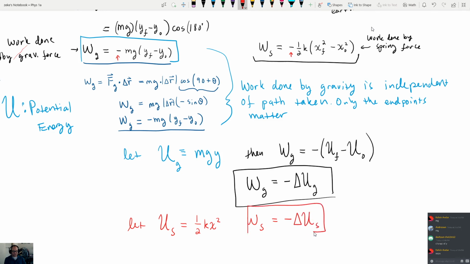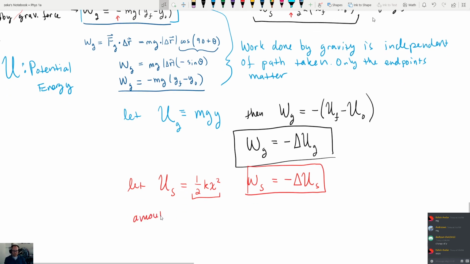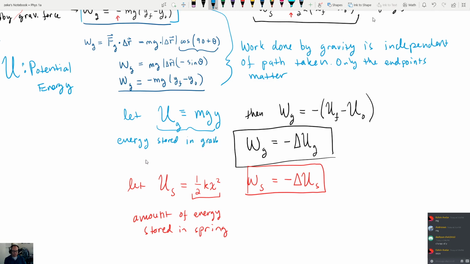So what we can do then is say that each of these things represents something. This quantity represents the amount of energy stored in the spring. And this quantity up here, mg times y, weight times elevation, represents the energy stored in the gravitational field. And those are the two forms of potential energy that you're going to see show up in this class. Pretty much the only forms of potential energy that are going to show up in Physics 1A.